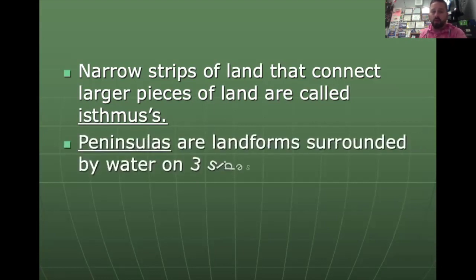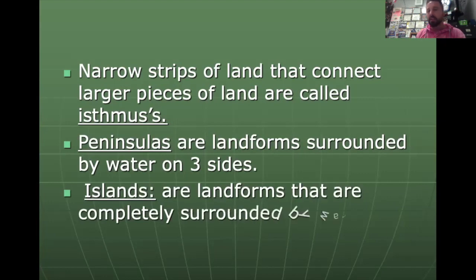Peninsulas are landforms, and they have water on 3 sides. So I grew up in the state of Florida. That's a peninsula. There are huge peninsulas like that. There are smaller peninsulas. You could argue that the southern part of the African continent is a peninsula. Water on 3 sides. Florida's a peninsula. There's the Crimean peninsula. If you've got water on 3 sides, but there is a piece of that land connected to a larger landmass, then you are considered a peninsula.